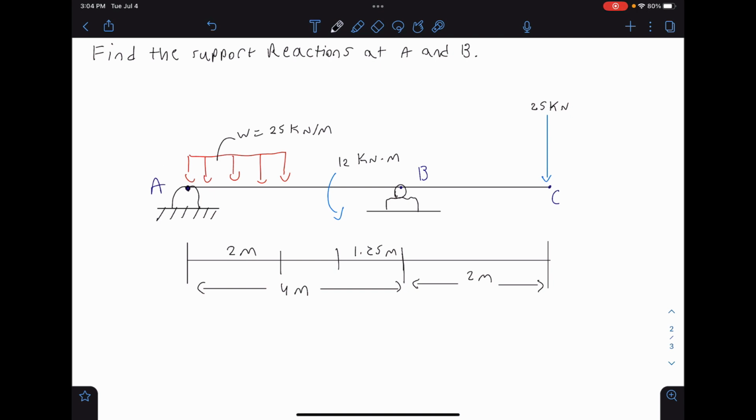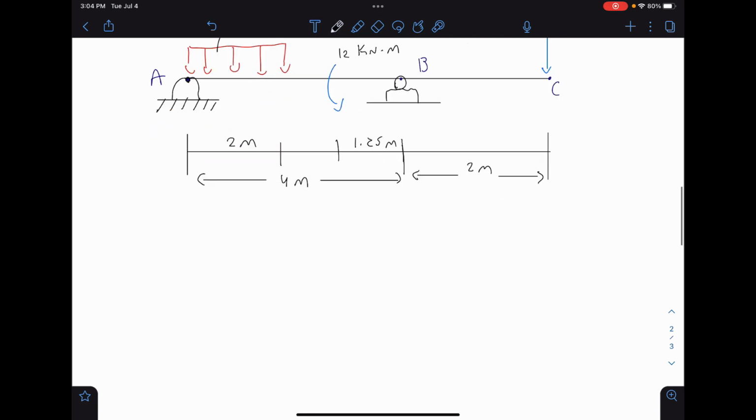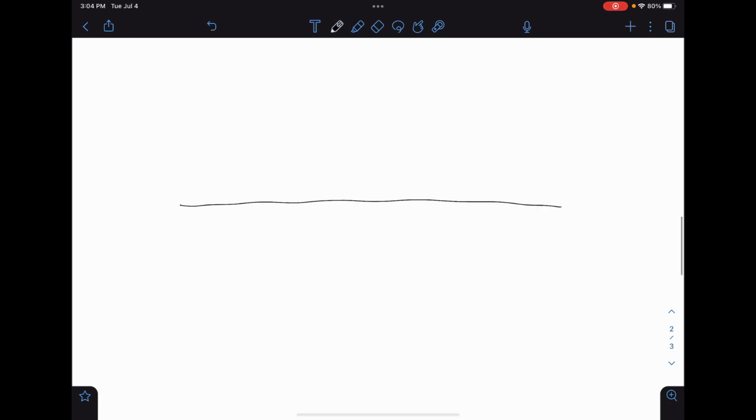So if we remember, our A here, this is a pin connection, and this is a roller. So our pin connection has an X force and a Y force, and our roller here only has a Y force. So let's redraw that. At the end we have A, so we have force in the Y direction going up, so I'll call that AY. We have force in the X, AX.